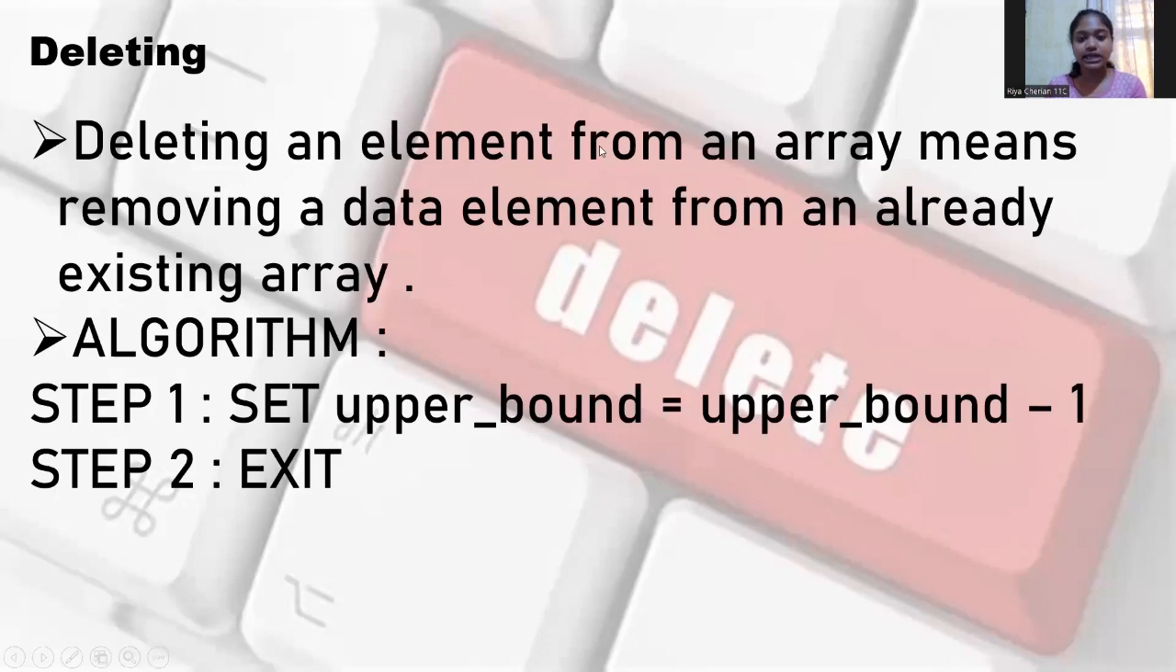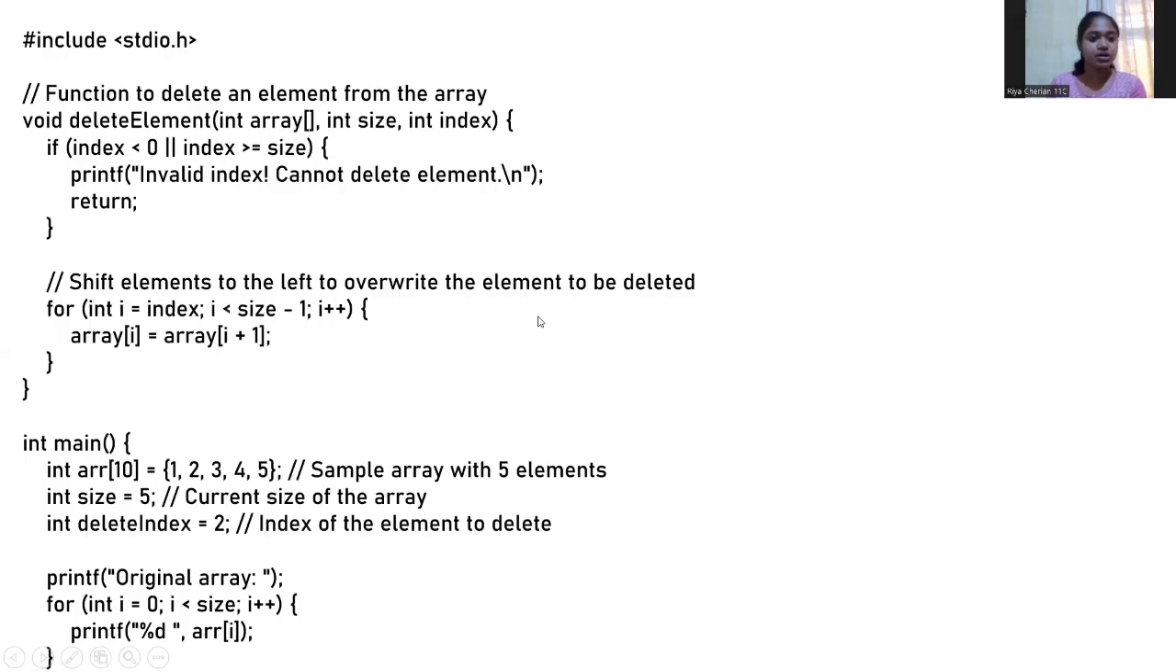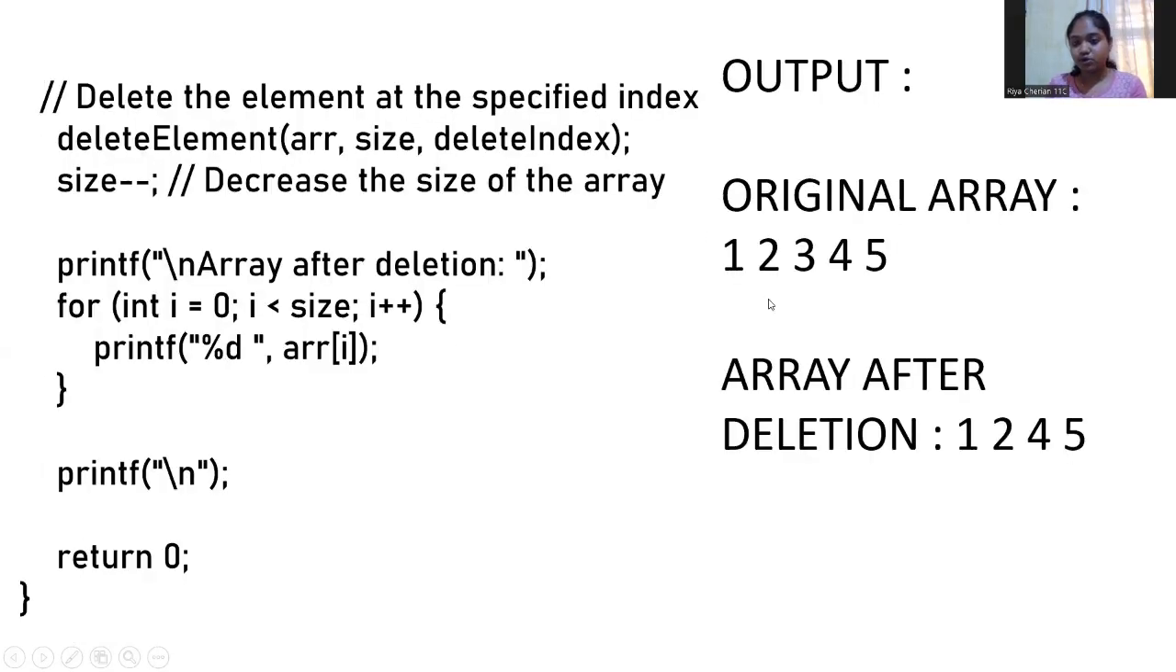Deleting. Deleting an element from an array means removing a data element from an already existing array. For this given program, the original array is 1, 2, 3, 4, and 5. And after deletion, it's 1, 2, 4, and 5, where 3 is completely deleted.